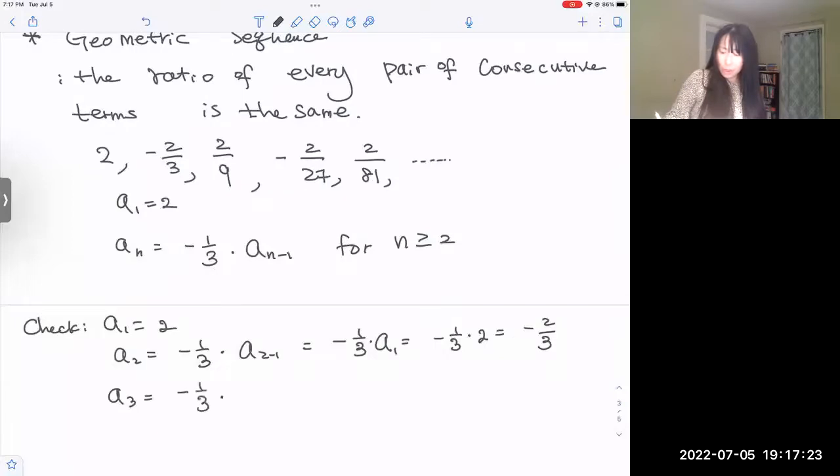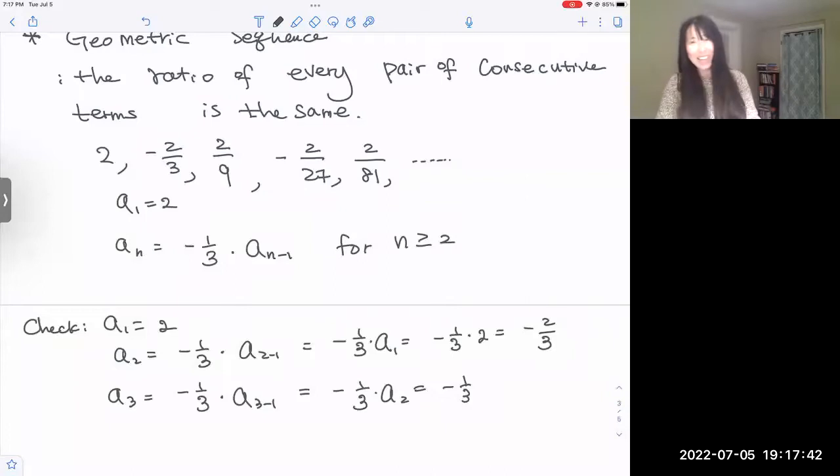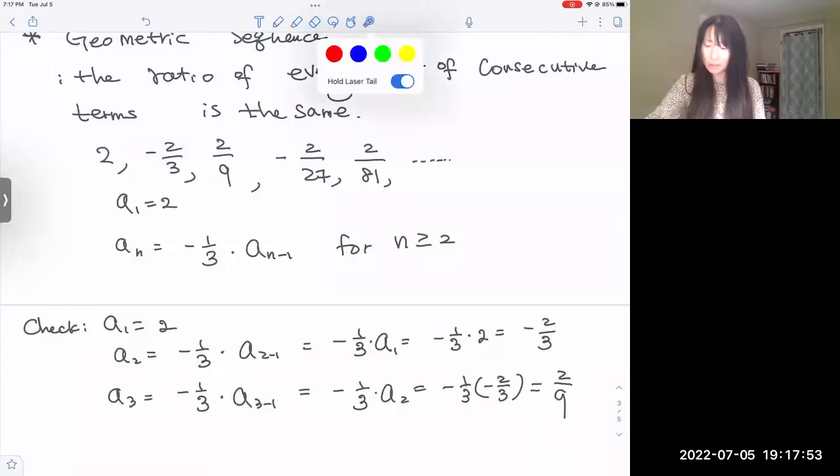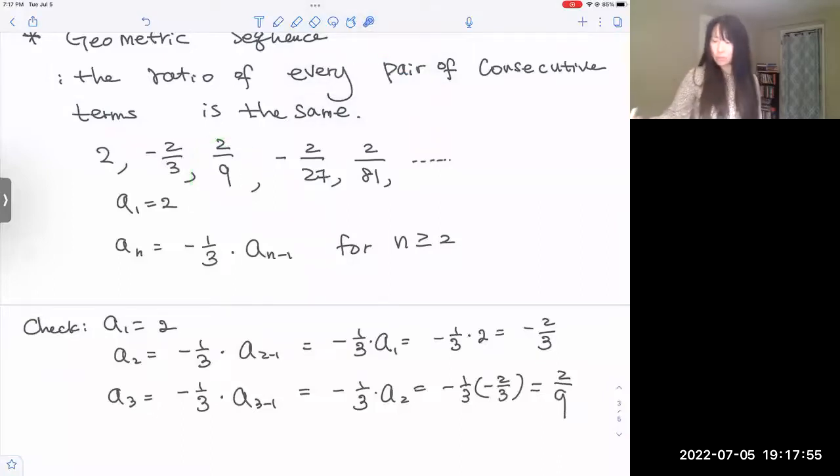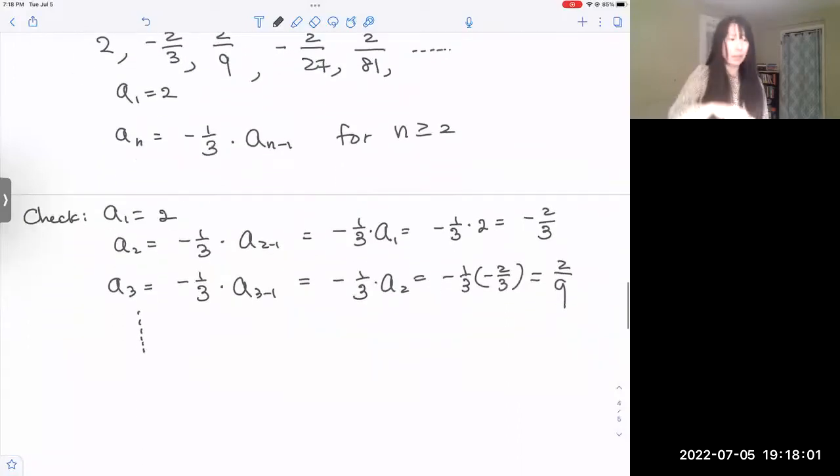A sub 3, can you please do that? Negative 1/3 times a sub 3 minus 1, equal to negative 1/3 times a sub 2. A sub 2 was negative 2 over 3, right? So it's negative 1/3 times negative 2 over 3, which is positive 2 over 9. Is it? Yes, right? Okay. So we can do more, right? All right.